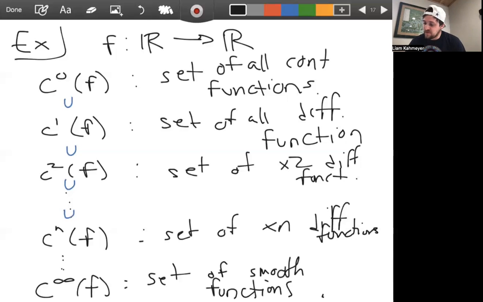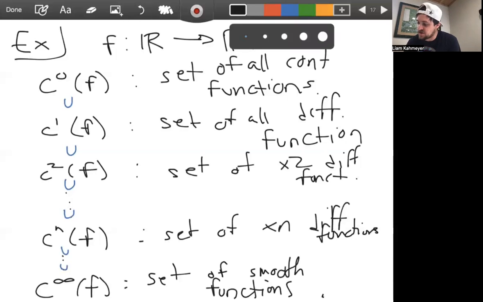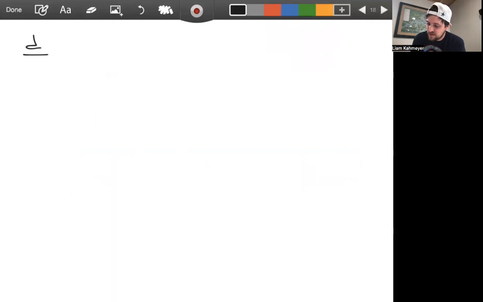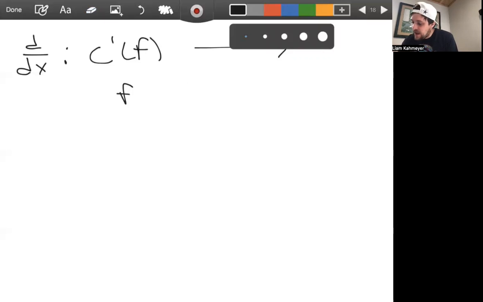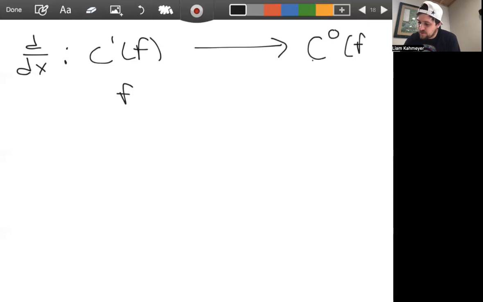Right, so now that we have this kind of language here, what is the derivative as a function or as a linear transformation? Well, the derivative as a function, d/dx, takes an element of C1, a function f, and it spits out another function. And this function may or may not have a derivative, right? So let's just say the output is in C0.